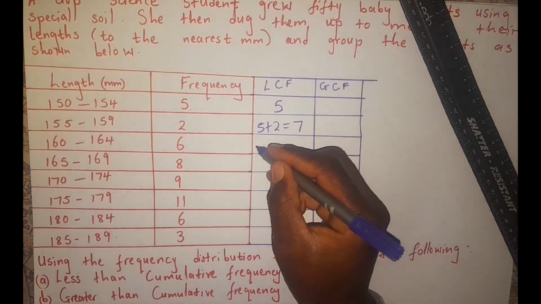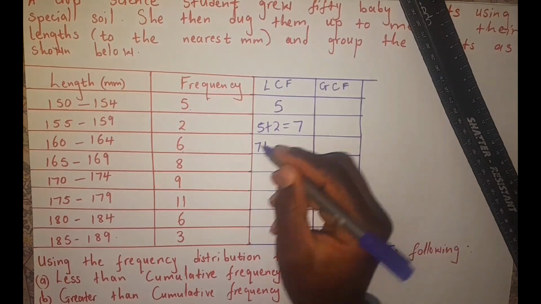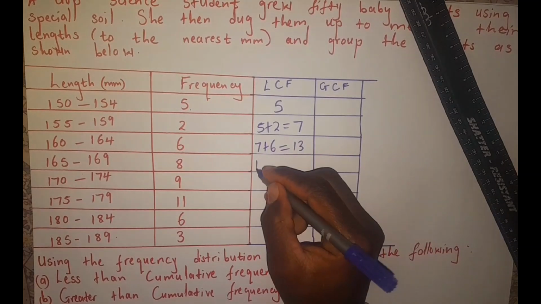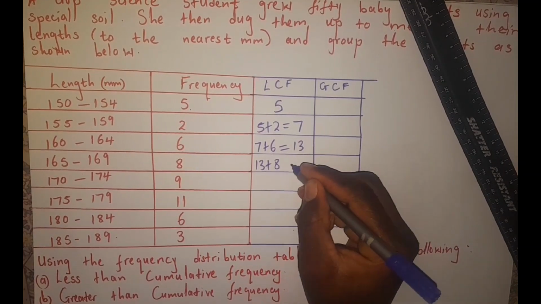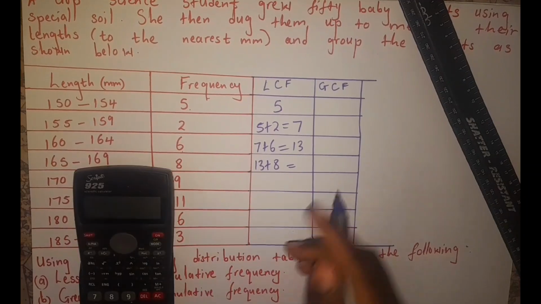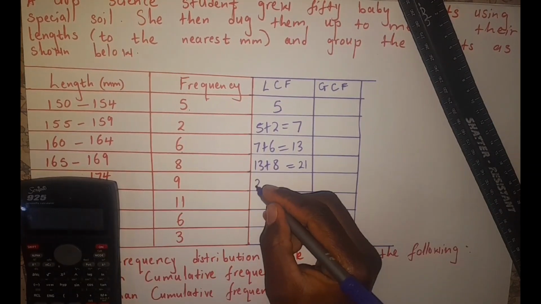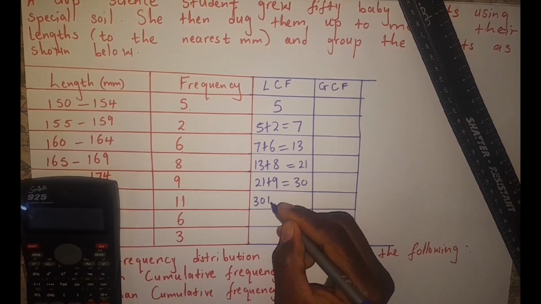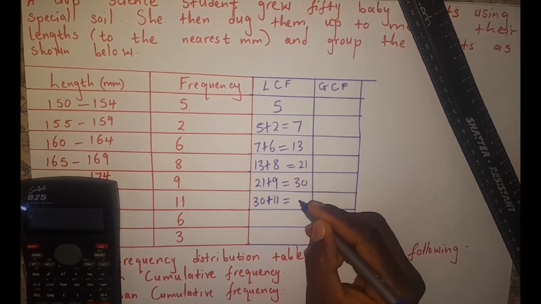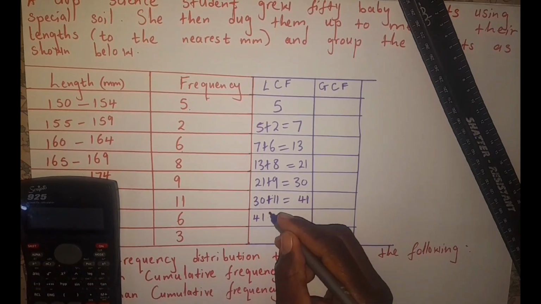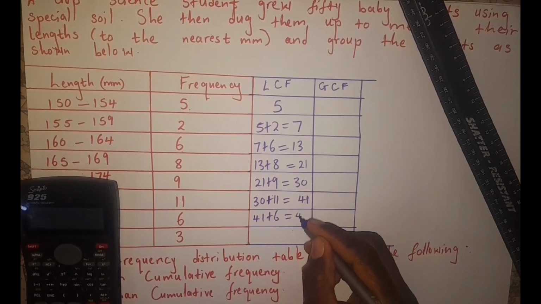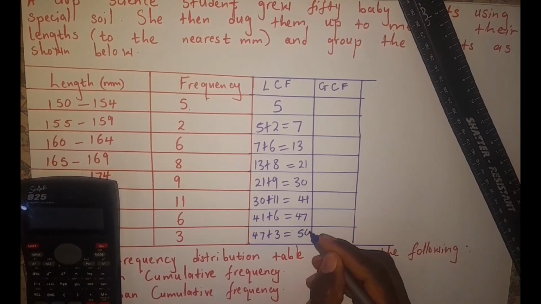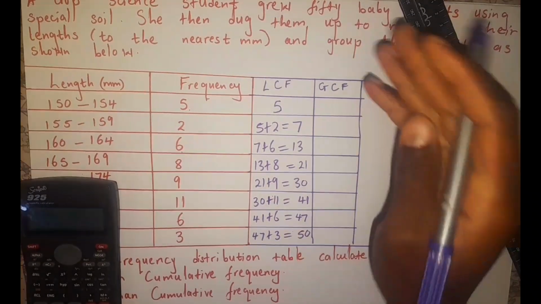For the third less than cumulative frequency, I take this 7 plus the frequency 6, and I get 13. Then we repeat the process: 13 plus 8 is 21. And 21 plus 9 is equal to 30. 30 plus 11 equals 41. 41 plus 6 is 47. 47 plus 3 equals 50. So this is how you calculate the less than cumulative frequency.